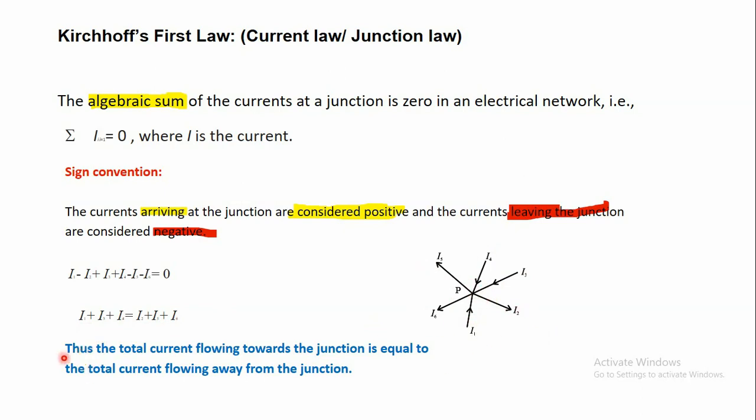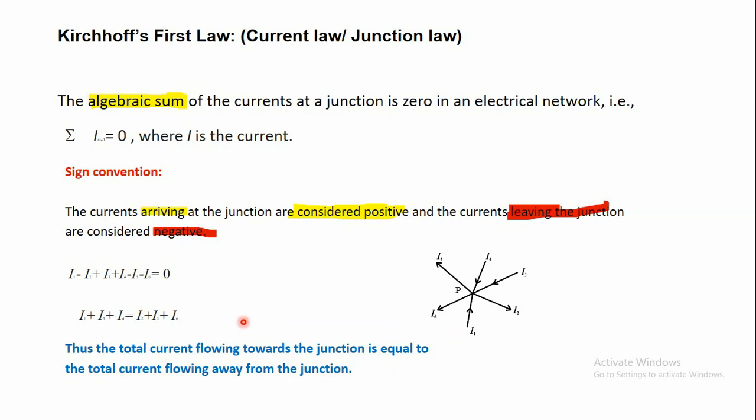So we can say that the total current flowing towards the junction is equal to the total current flowing away from the junction. What does it mean? It means conservation of charge. Conservation of charge, that is, the total current flowing towards the junction is equal to the total current flowing away from the junction.